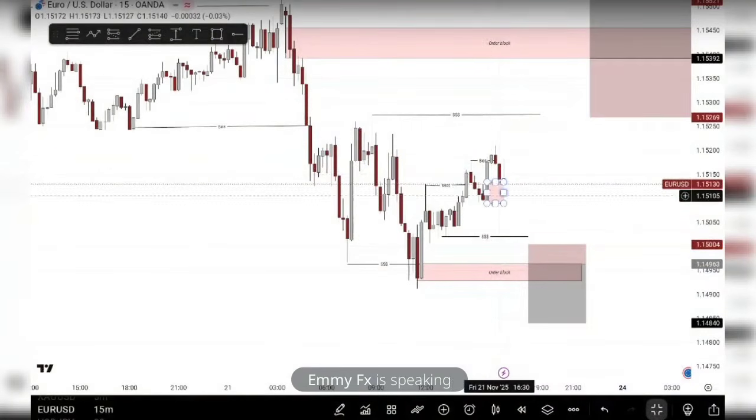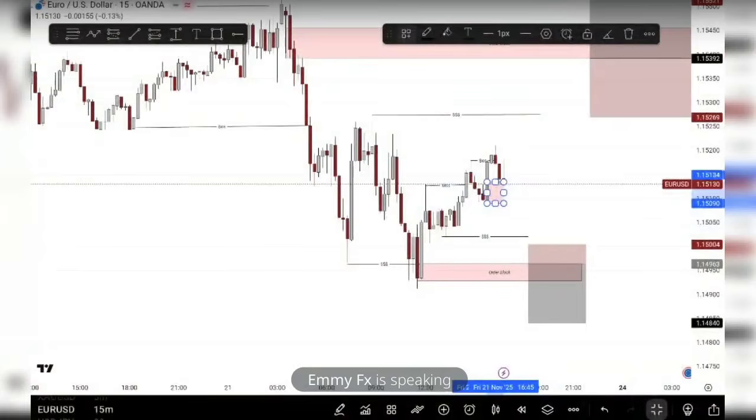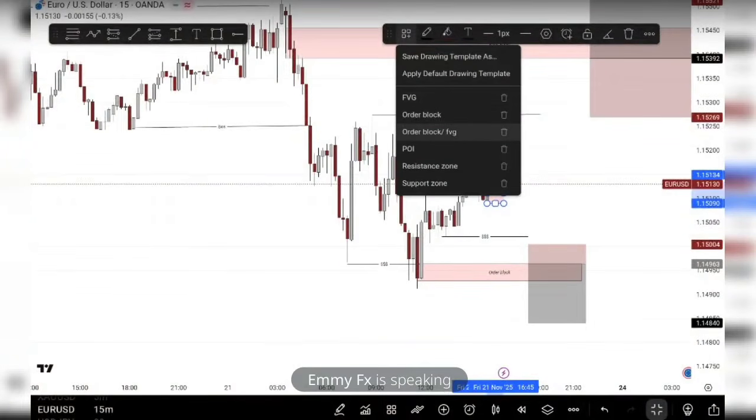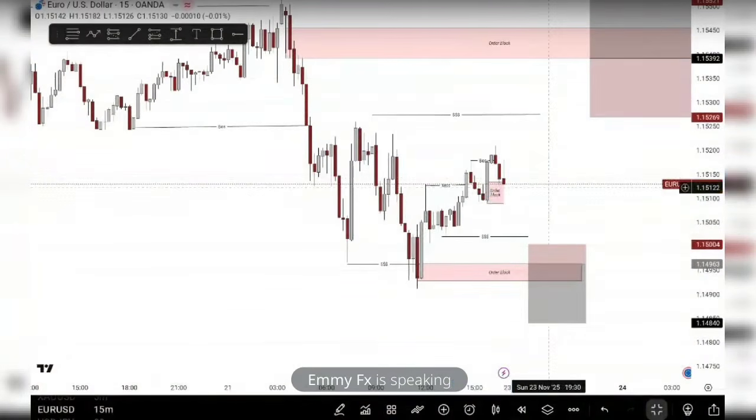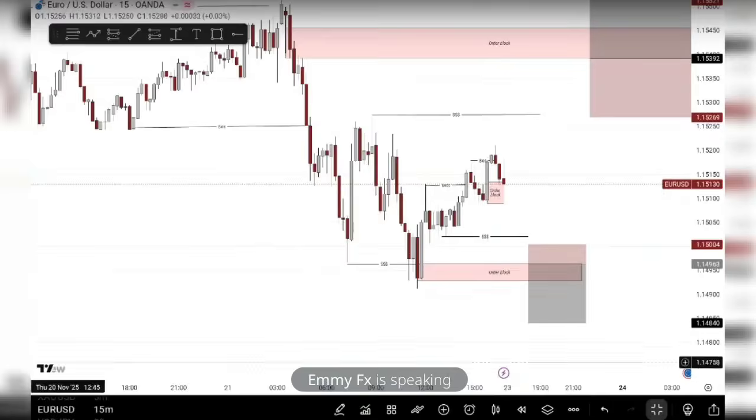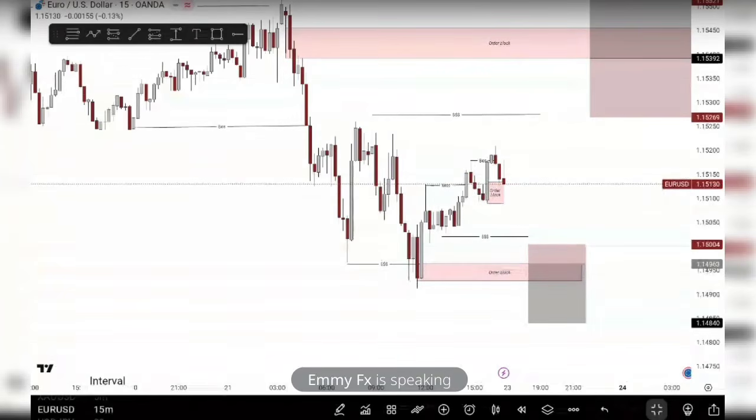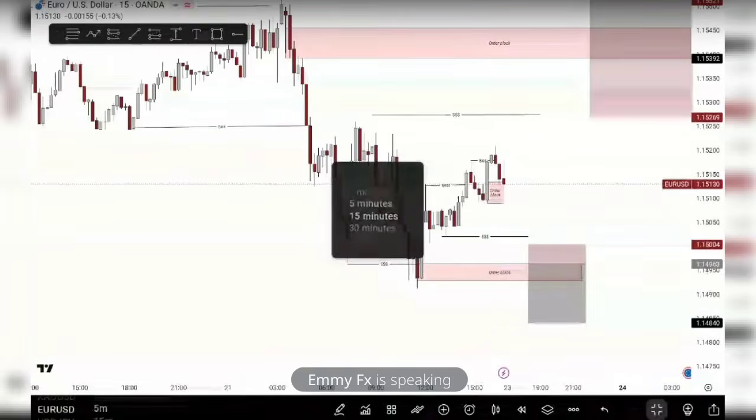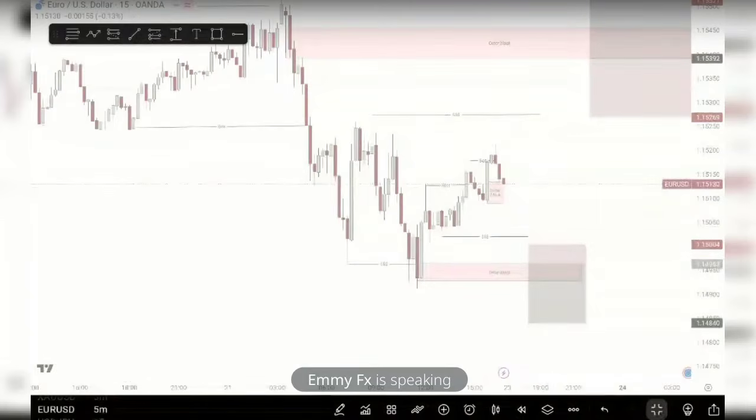So I'm not going to trade on this other block since price is already reacting from it. So I'm going to target here. I'm not showing you in 15 minutes, but I'm going to use my 5 minutes to confirm something.